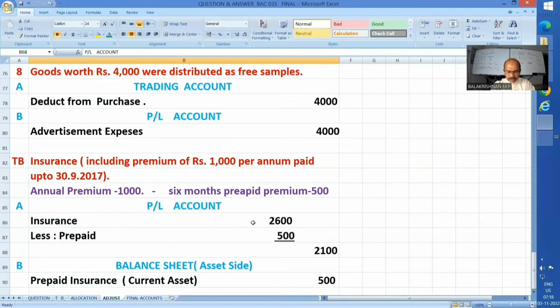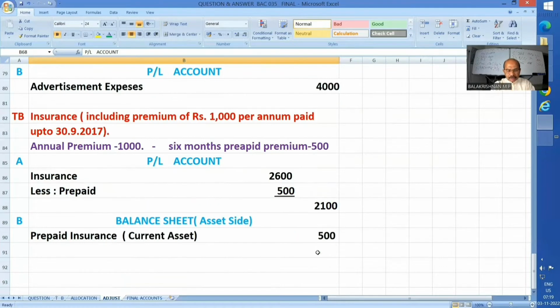You will find it in the trial balance. Out of that, 500 pertains to next year. So that I am reducing, and this is the proper expenditure pertaining to the current year that I will show in the profit and loss account. Since I have incurred a prepaid expenditure in the current year, that's an asset for me. It will be shown on the asset side of the balance sheet as prepaid insurance, and that's a current asset.